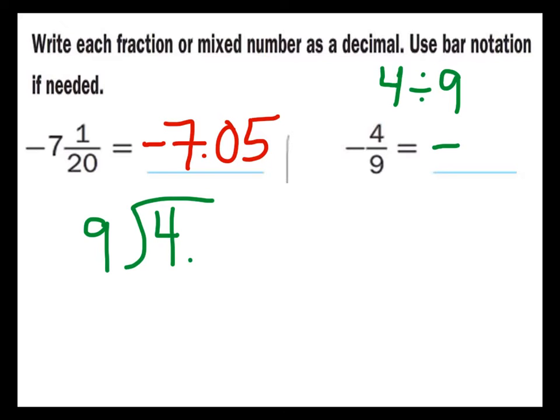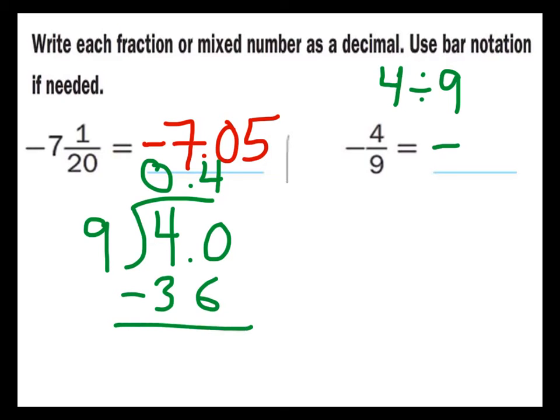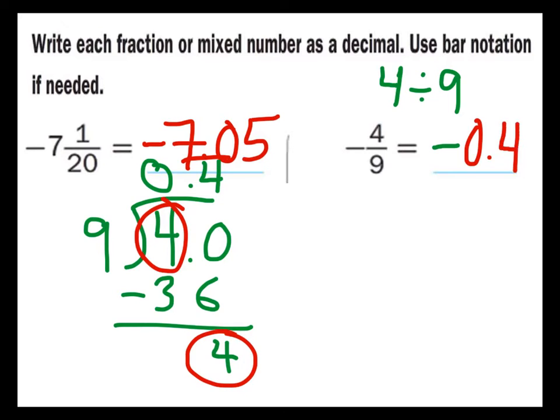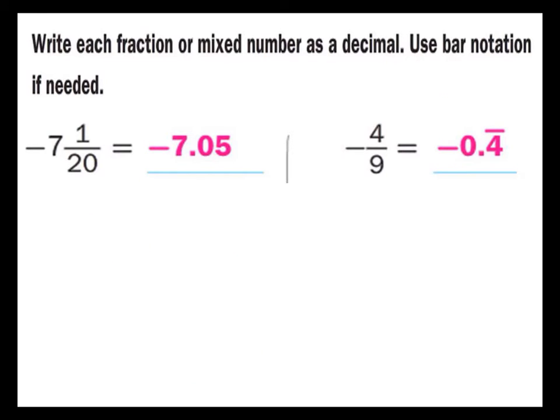All right, notice 9 does not go into 4, so 0. It will, however, go into 40 exactly 4 times. 4 times 9 is 36. Subtract, 4. Now, here's the nice thing about decimals: if you get the same number here that you have up here, it repeats. Oh, the answer's 4. So this would be negative 0.4 repeating. Okay? Questions? This is a prettier way to show the answers.